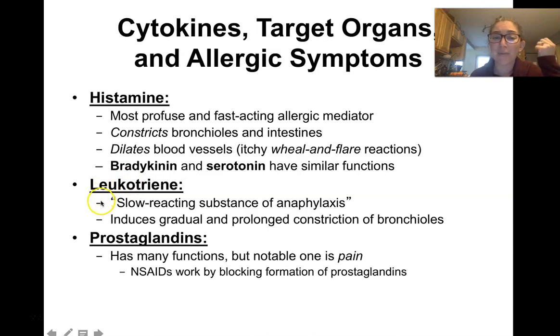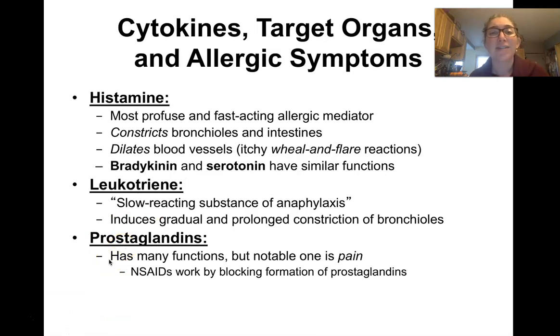Leukotriene is another important one. This is really important in anaphylaxis because it causes a slow constriction of the bronchioles in the lungs, which makes it harder and harder to breathe, and that's problematic. If somebody has an inhaler or takes fast-acting asthma medication, the way those work is they counteract the leukotriene and cause dilation of the bronchioles. And then the third one that I want you to know are the prostaglandins.